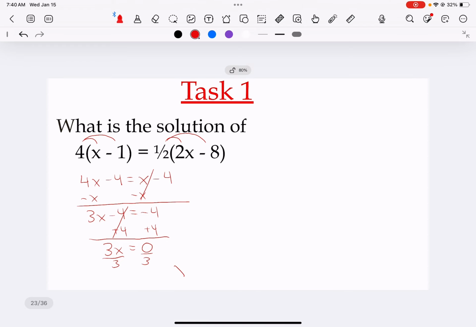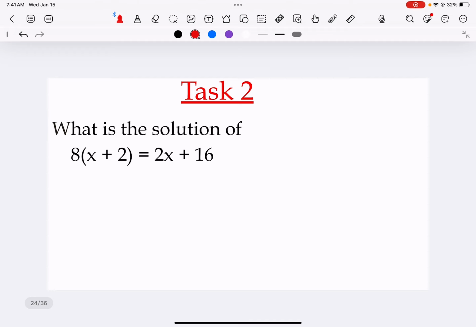3x divided by 3 is just x. And 0 divided by 3 is 0. So I have x equals 0. Now in this case, my constants got eliminated, but that's okay because I was still left with the variable. So in this case, x equals 0, that's my solution.